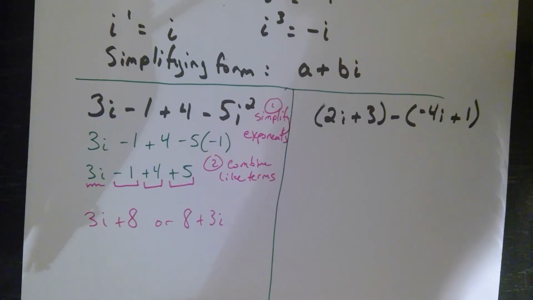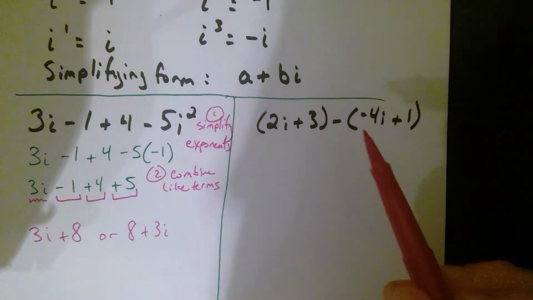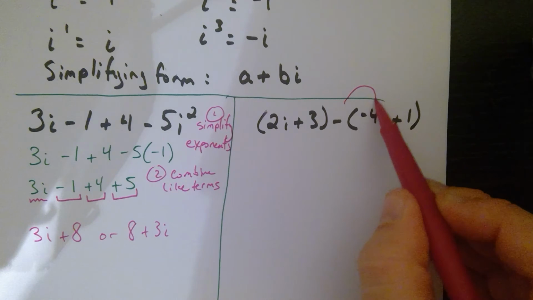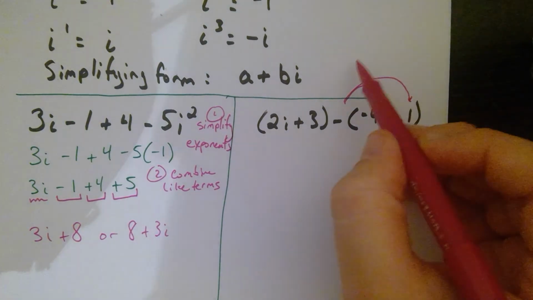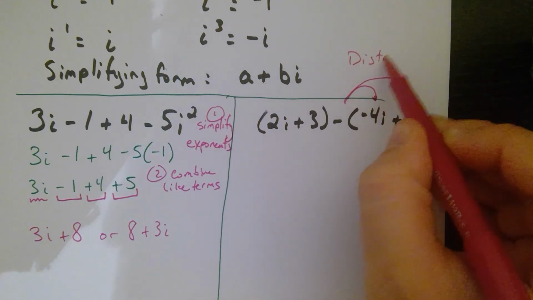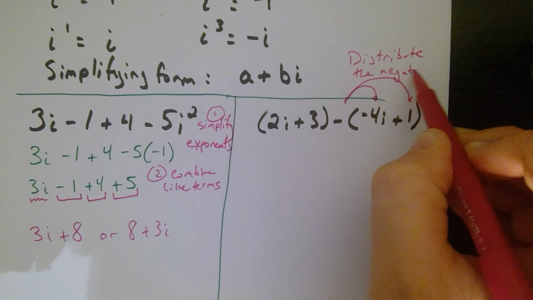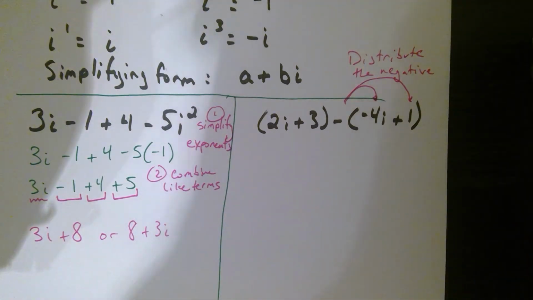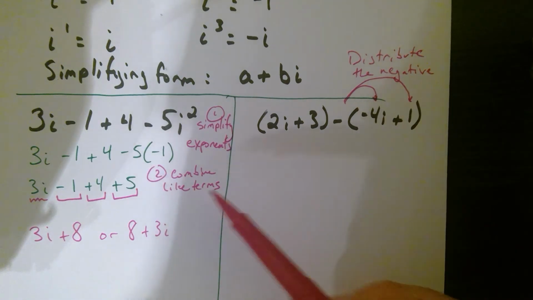Let's go ahead and try another one. Now we're going to have to talk about distribution here because we've got parentheses and we have a negative symbol in front of this parentheses. So that negative tells us we're subtracting this whole group. So to distribute the negative, I'll make a note here. We need to distribute the negative. These are all things to keep in mind when we are combining like terms. We are simplifying these complex number expressions. We're simplifying our exponents, distributing the negative, combining like terms.